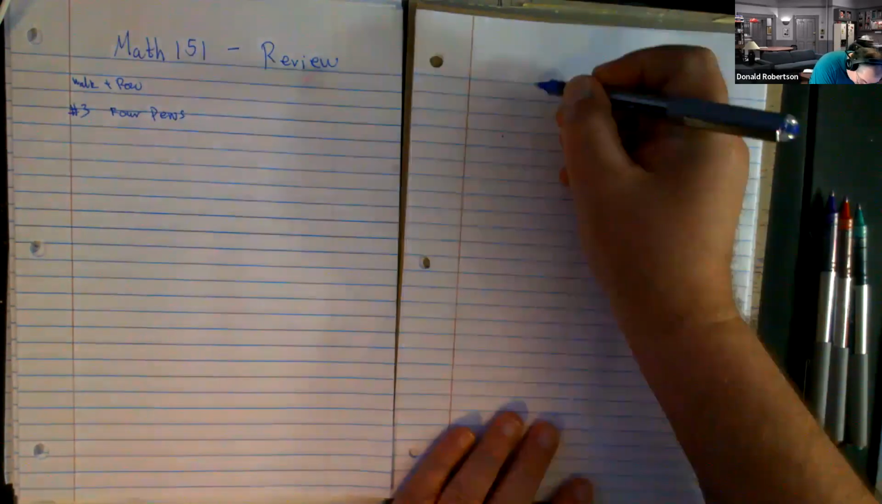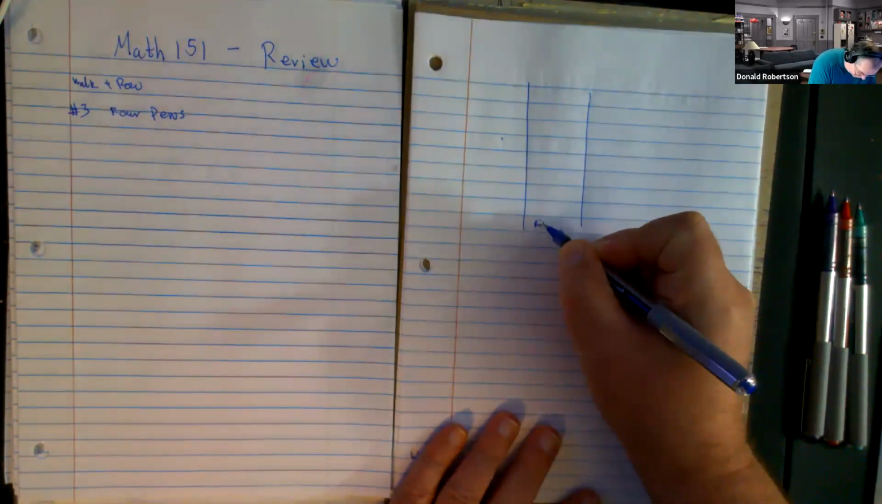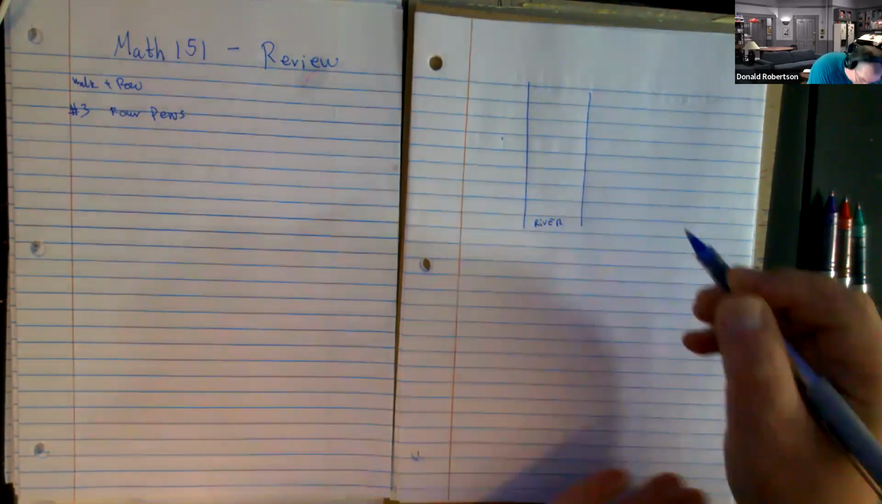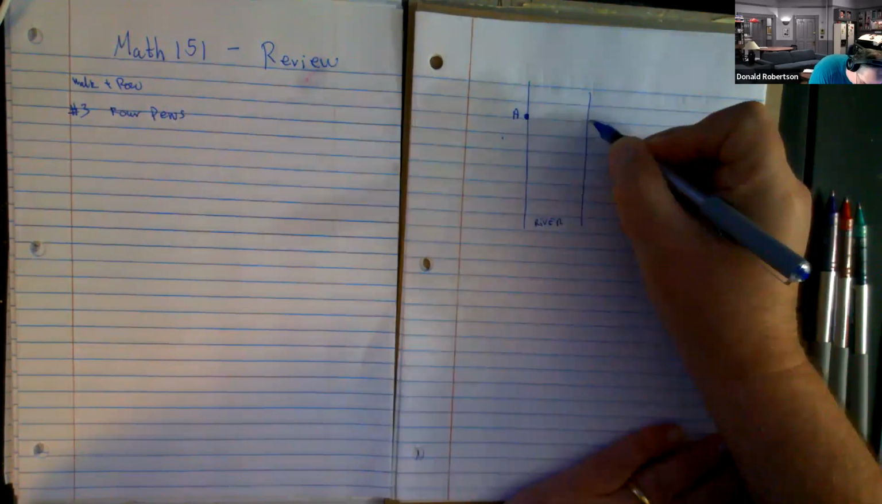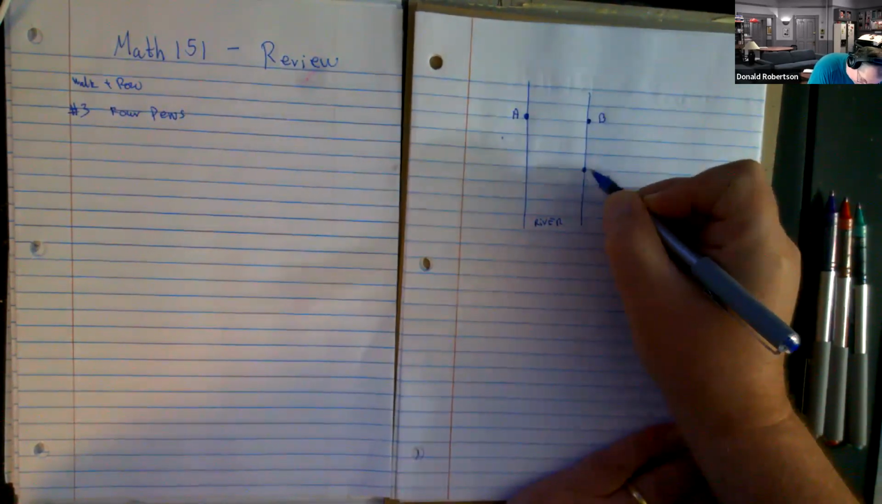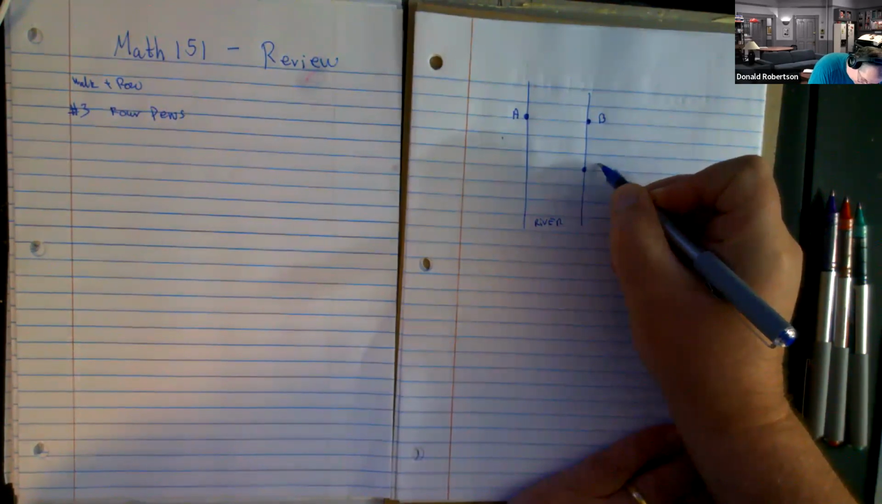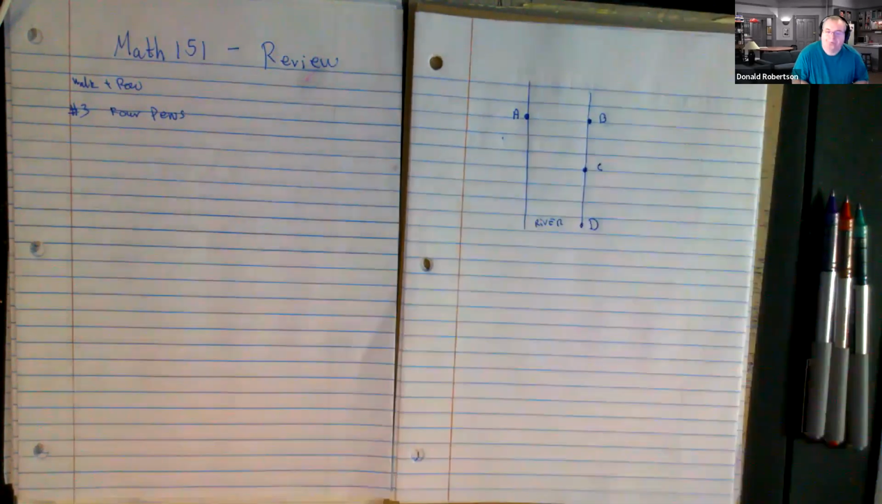Right. Some of you might remember the question that went something like this. There was a river. So here is the river. And there was a person over here, call it A. And there was a guy over here called B. And there's another place here. Let's call it C, and then another one down here called D.